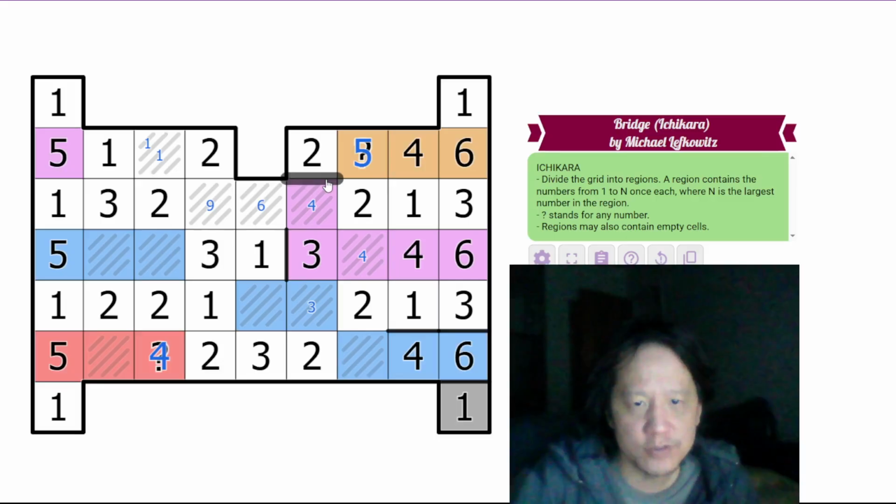It's blocked from the 2s. So it's blocked that way. So this can't be 2. It's blocked from the 1s. So this can't be 1. It's blocked from the 3s. So this is done there. This is done here. This pink has to continue here.